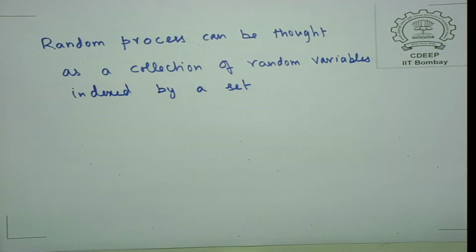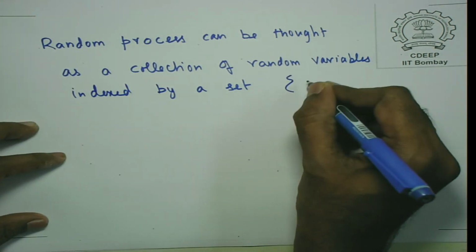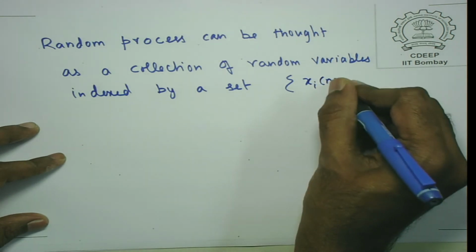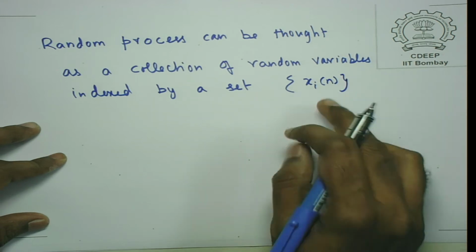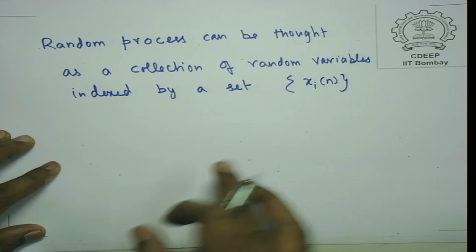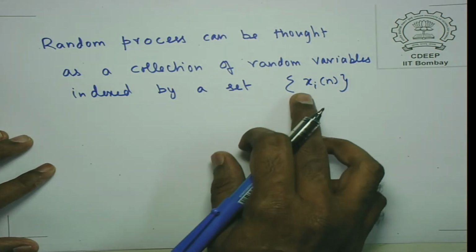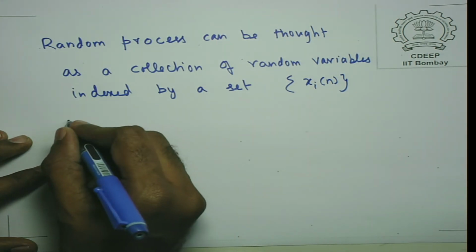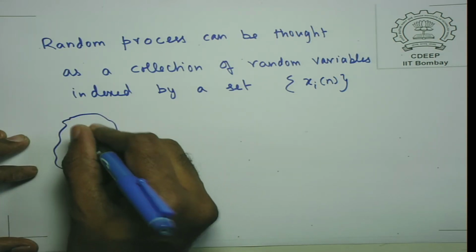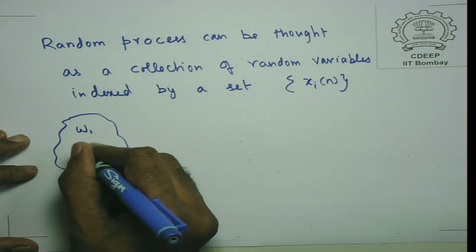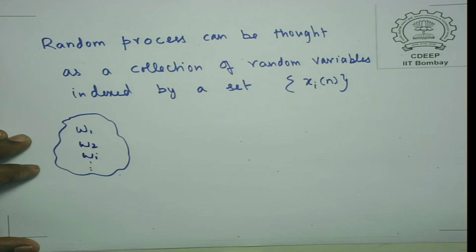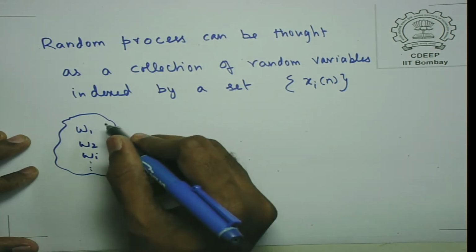So for example, let's say we denote this as xi of n, where n is a time variable and i indicates what is referred to as a random ensemble of a random process. One way to look at it is, let's say we consider a space. There could be several of these, and these are different realizations of a specific random process.